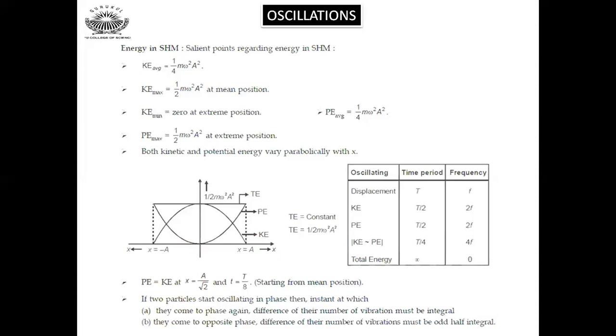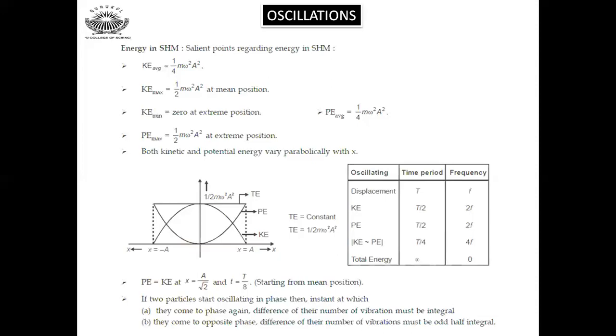Potential energy is basically given by again 1 by 4 m omega square a square. This is average potential energy. Maximum potential energy is half m omega square a square at extreme position and 0 at mean position. So here we are having our equations for different time periods and three different frequencies, and the graph is given to you.